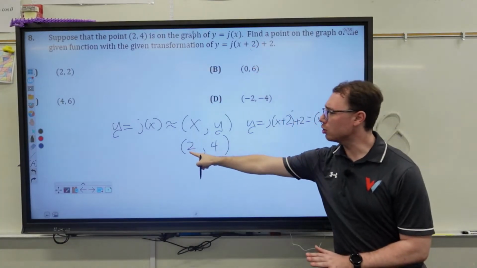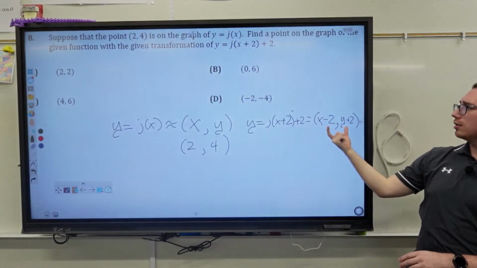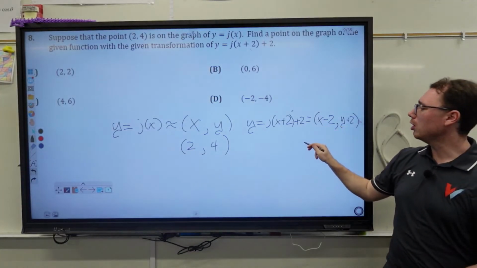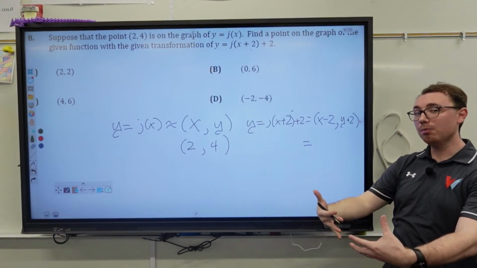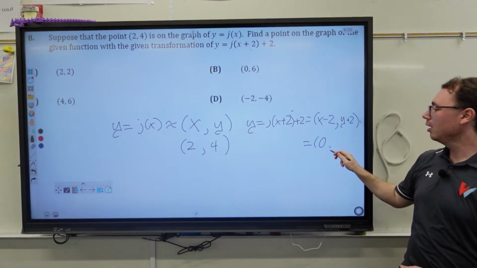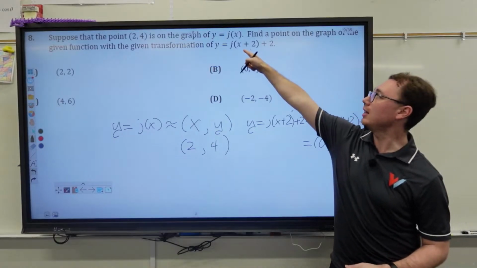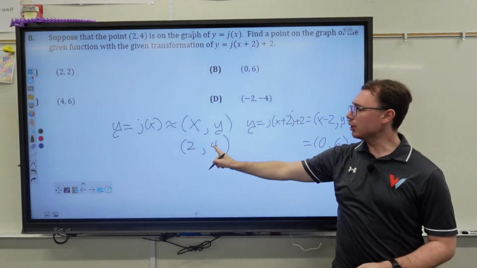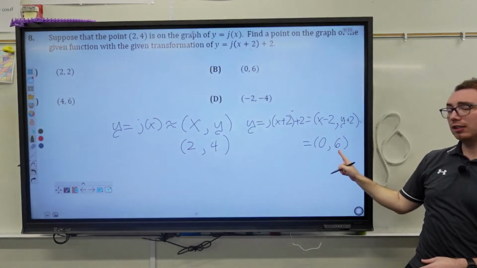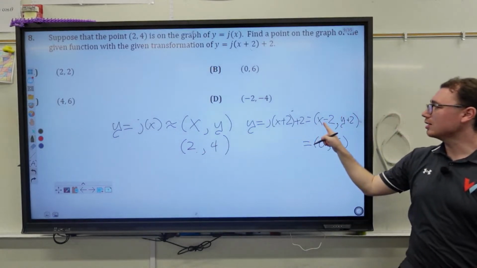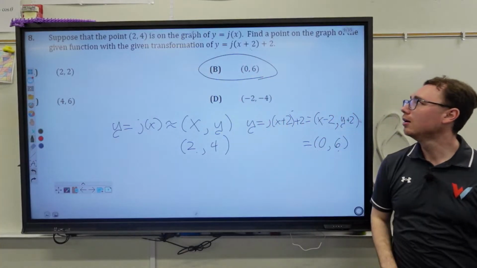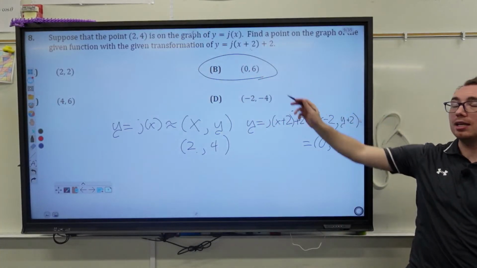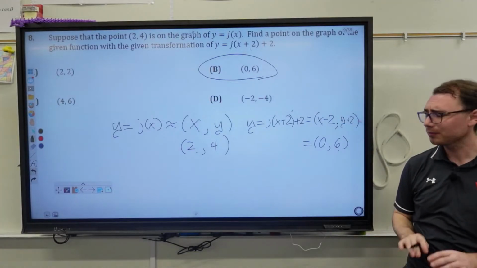If we're given the point (2, 4), we just plug in those values to our new rule, where we know that for this parent function point (2, 4), we would get the output value of (0, 6) for this transformation. The y value is affected directly, the x value is affected inversely, and we're able to say that point (0, 6), or B, is our answer for this problem.